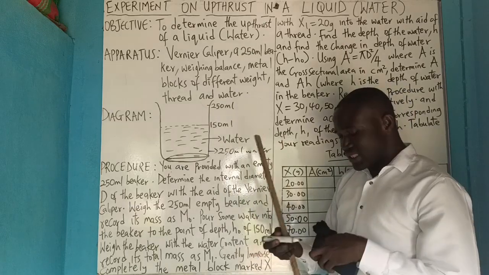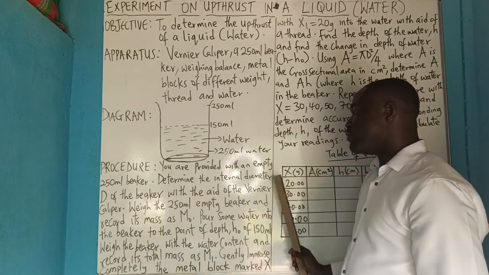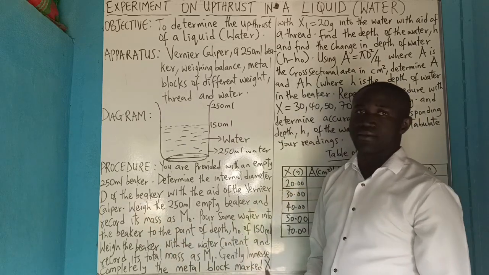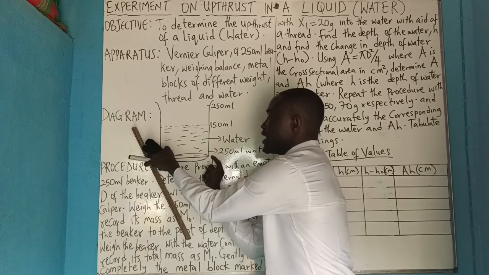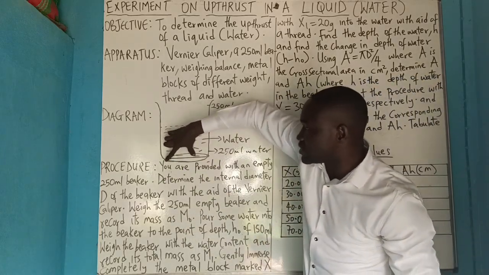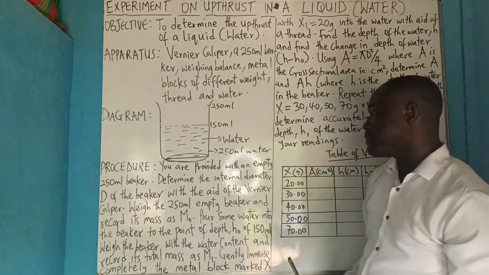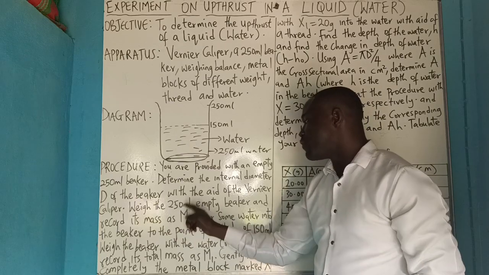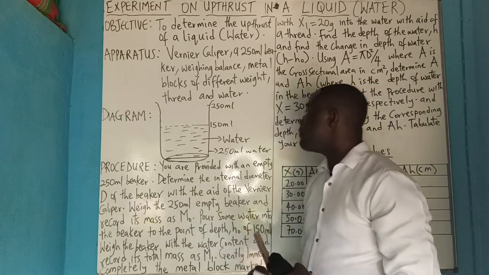They say determine the internal diameter of the beaker with the aid of the vernier caliper. So you have to mount the vernier caliper like this to get the diameter, or you fix it inside such that it will get the diameter. Just place it well. Then weigh the 250 ml empty beaker and record its mass as M0.